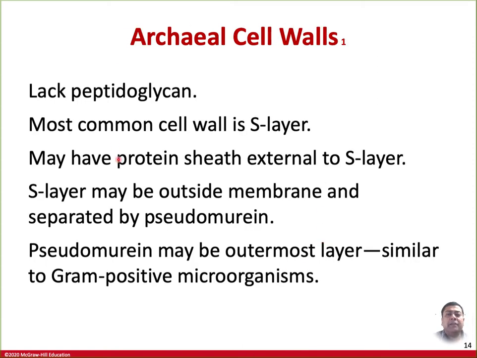On the other hand, the archaeal cell wall, actually not bacterial, lacks peptidoglycan, as we are constantly saying. Most cell walls do have the S layer, and many have a protein sheath external to the S layer as well. The S layer may be outside the membrane and separated by this pseudomurein, or pseudopeptidoglycan, which is not a real peptidoglycan. We are going to look at the structure soon. Pseudomurein sometimes could be the outermost layer, similar to gram-positive organisms, and sometimes there could be a slime or capsule layer outside that as well. There are many different types of variation that we are going to take a look at in a second.